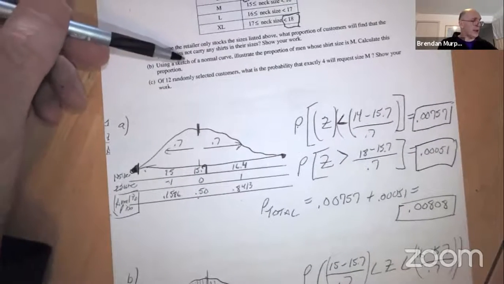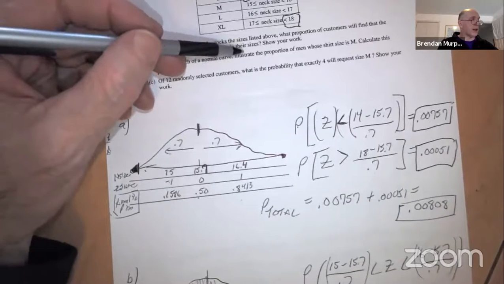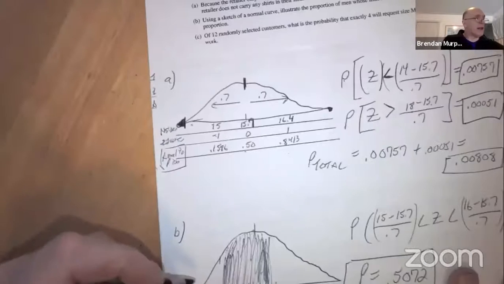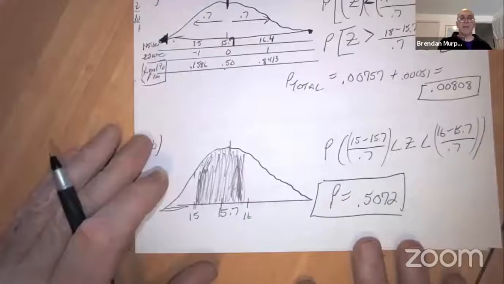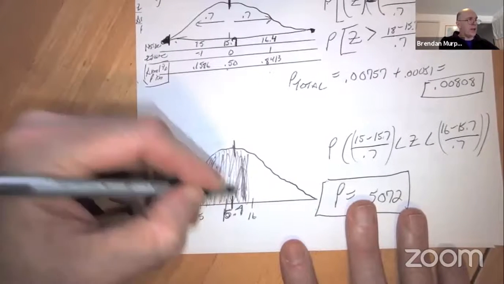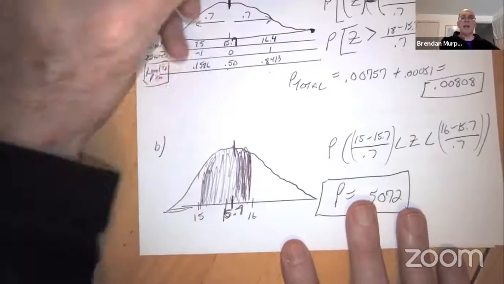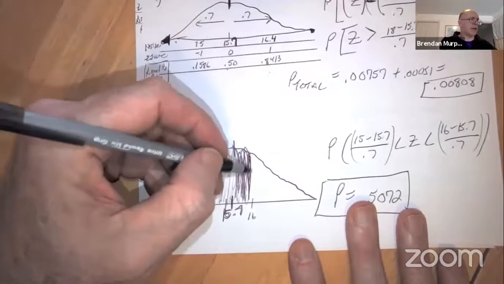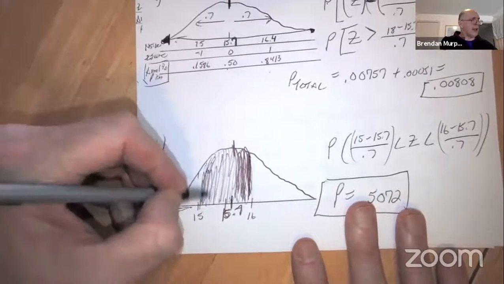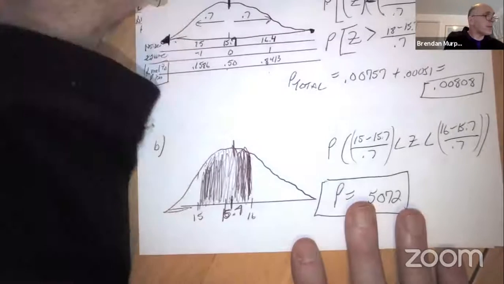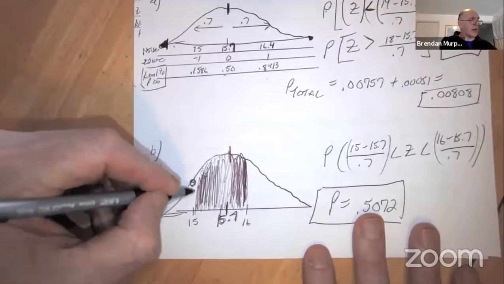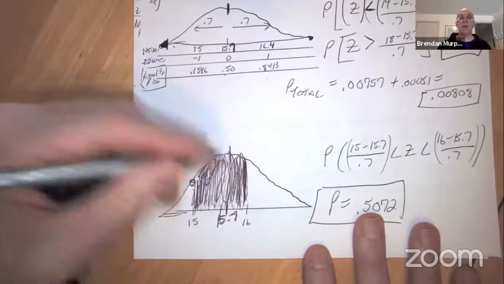Okay, part B says using a sketch of a normal curve, illustrate the proportion of men whose shirt size is medium. So again, I've tried to do my best to draw a normal curve here. There's my mean of 15.7. And I'm just eyeballing 16. I know that my standard deviation is 0.7, and so that's less than one standard deviation. So I've just eyeballed it. And my lower neck size to be medium was 15. So that's one standard deviation below the mean. So that was a little easier for me to eyeball, right? There's your sketch. That's it.